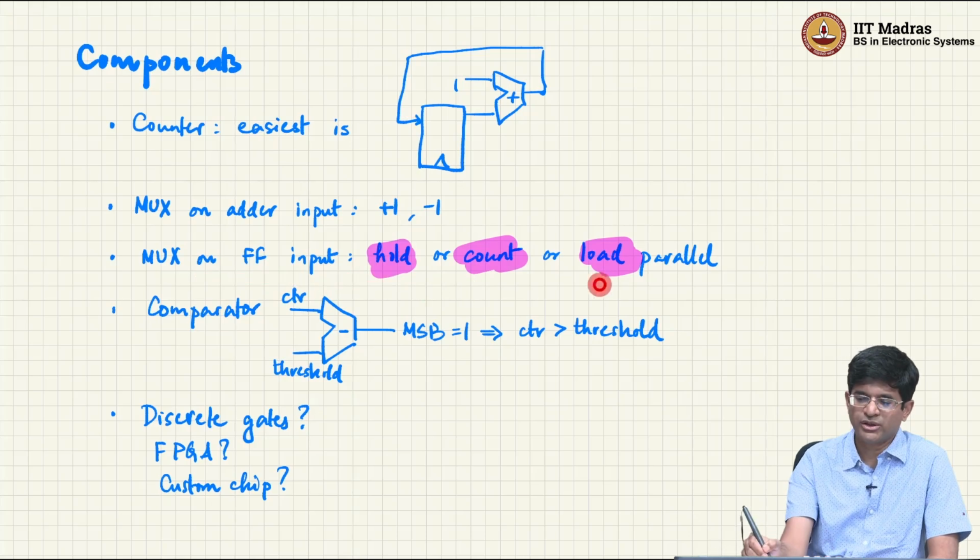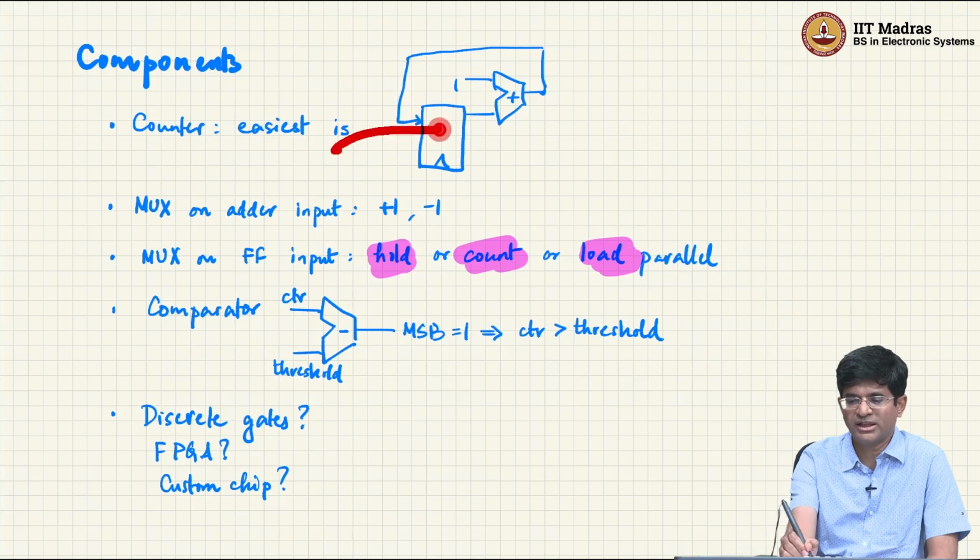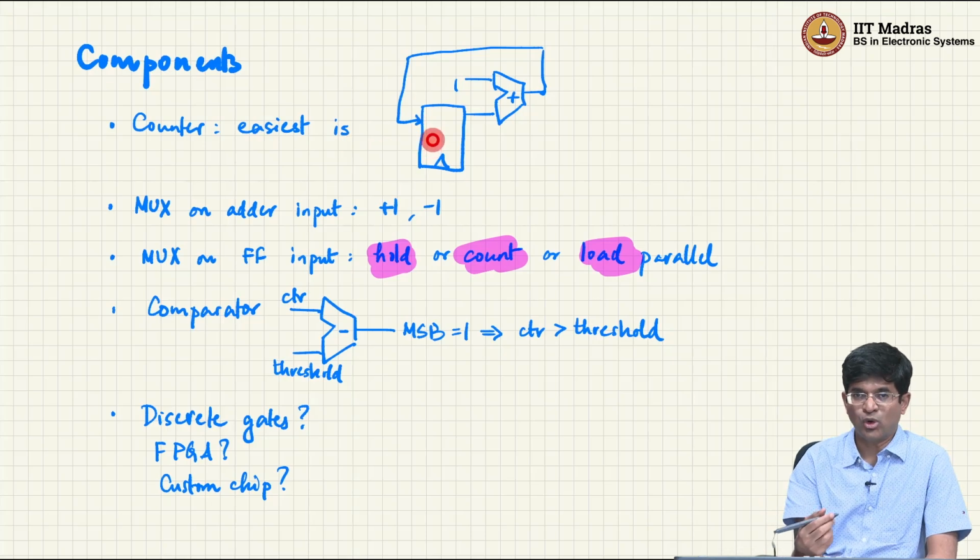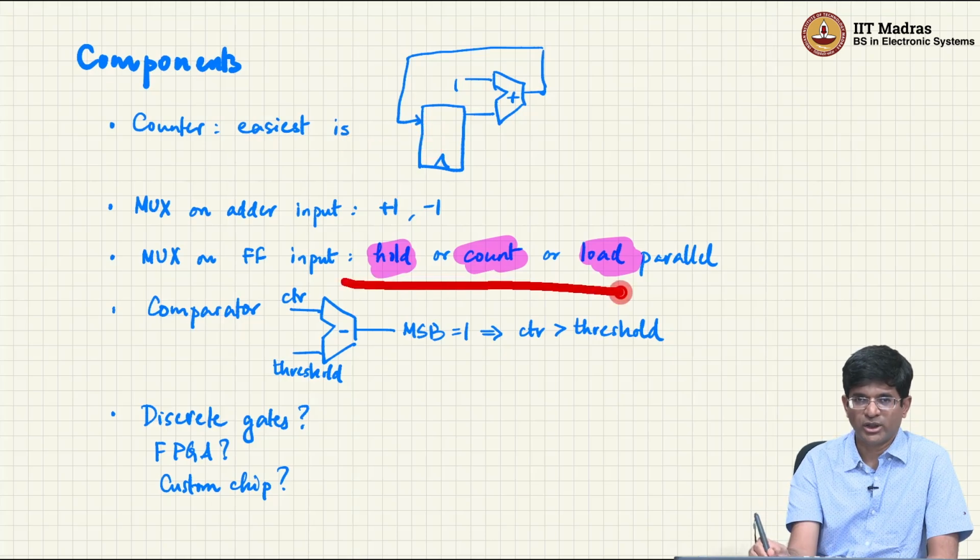But that means I can also use that to do a parallel load by extending that mux into a 3x1 mux, and say the third input allows me to load in a value from outside directly into the register. So a lot of the functionality that I wanted has already been implemented at this point.